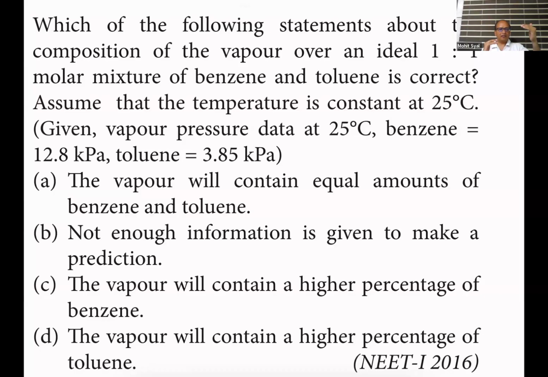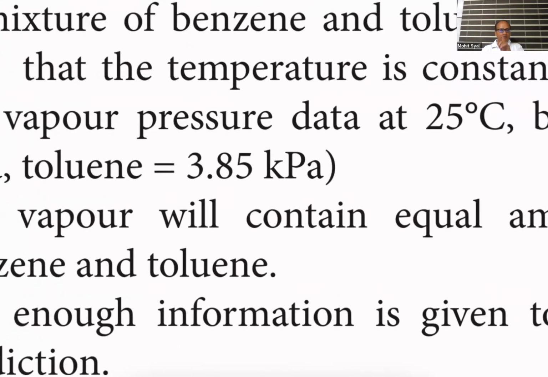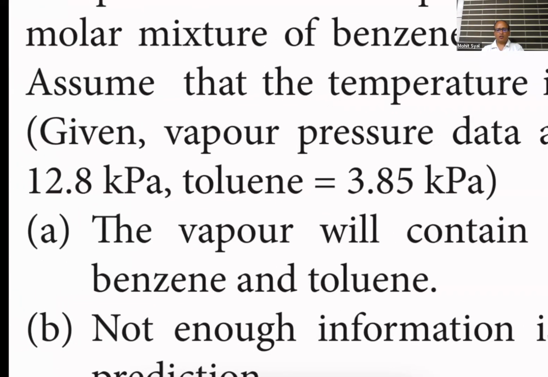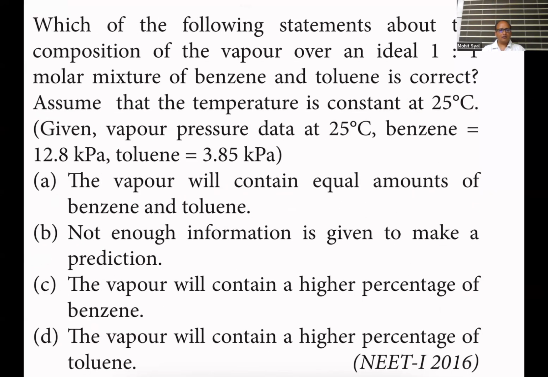More vapor will form for benzene and less will form for toluene. You can see the pressures also. The toluene vapor pressure is 3.85, and for benzene it is 12.8. So benzene is more volatile, and they had equal moles in solution. When they get into the vapors, the vapors will be rich in benzene, because benzene is more volatile and has higher vapor pressure.